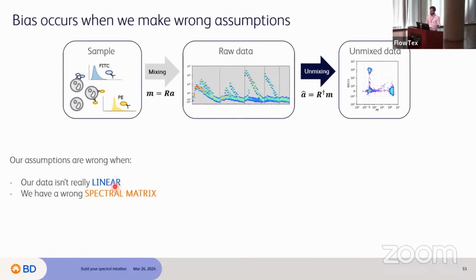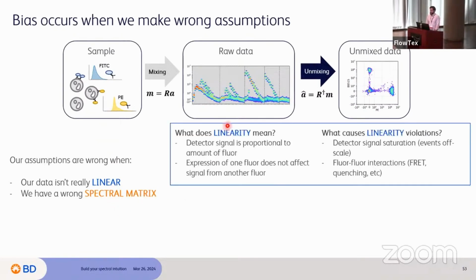Our data isn't actually linear, or our map, our spectral matrix, is incorrect. What does this actually mean for our data to be linear? It really means two simple things. First, the signal that you measure is proportional to the amount of fluorophore. That is usually how this is going to work.